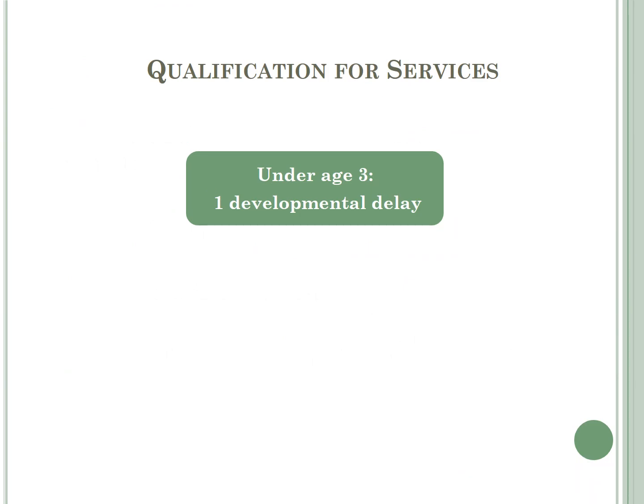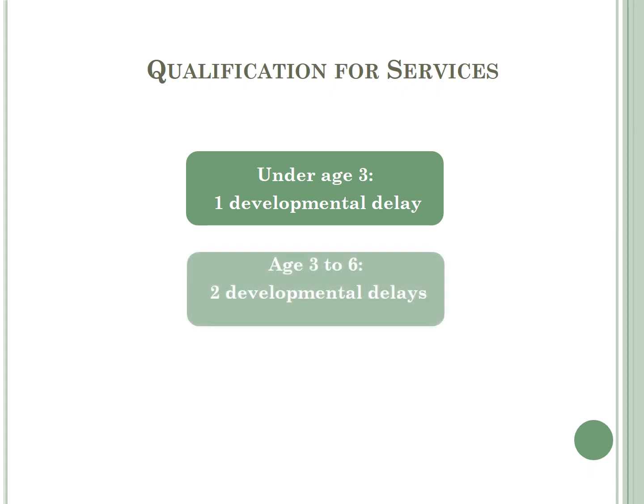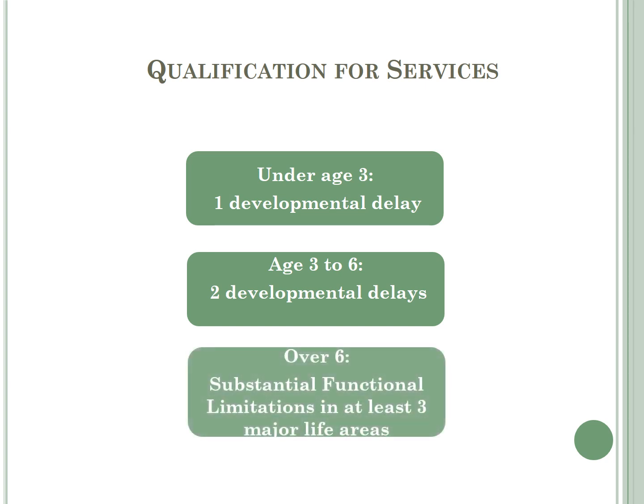So how to qualify for services through Hamilton County DD Services. If the person is under the age of 3, all they need is 1 developmental delay. If they're between the ages of 3 and 6, they need to have 2 developmental delays. And if they're over the age of 6, they need to have a substantial functional limitation in at least 3 major life areas. And this is in addition to having a diagnosed developmental disability.